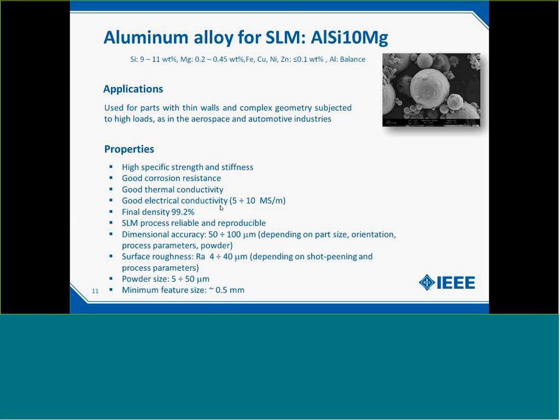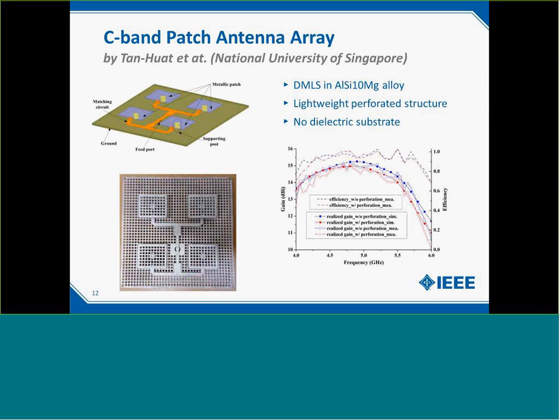The process is quite reliable. We mention accuracy around 50 microns, depending on part size, on the powder, or on the process parameters. The roughness is between 4 and 40 microns, and obviously it depends on the properties of the shock cleaning. The size of the particles is between 5 and 50 microns, and the minimum feature size, the feature resolution, is around 0.5 millimeters. Now, let's see in more detail some examples out of the list I showed before.